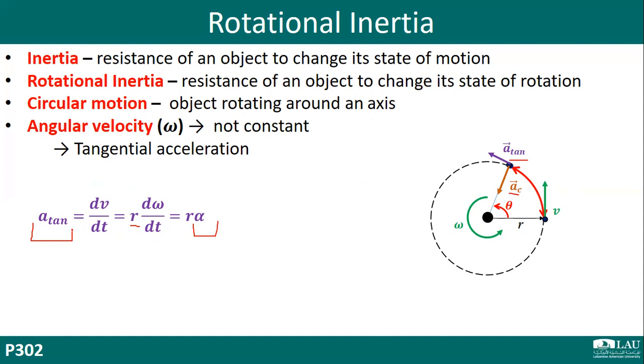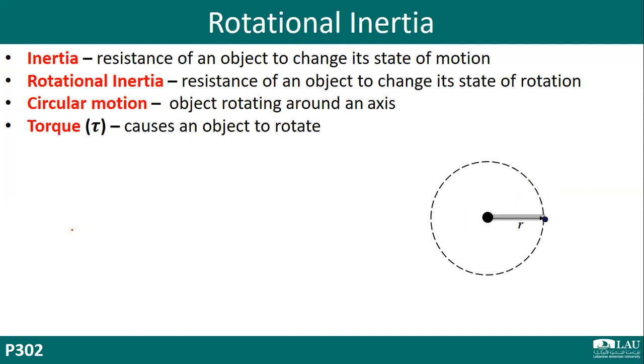so this acceleration is different from the centripetal acceleration. The centripetal acceleration is directed toward the center of the circle, while the tangential acceleration is tangent to the path. If omega is constant, the derivative is 0, and the tangential acceleration is in this case 0.